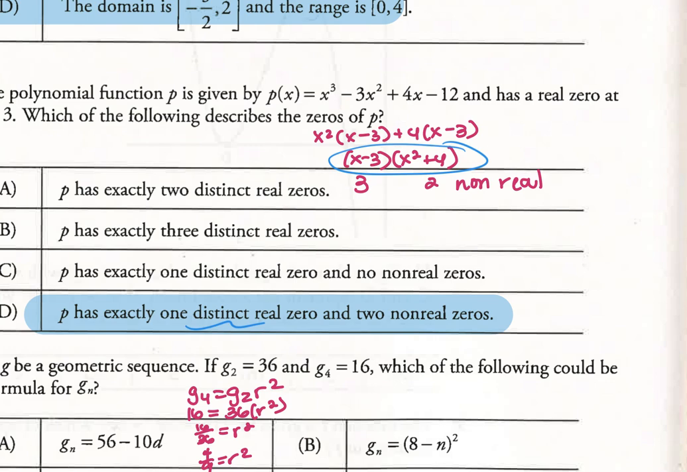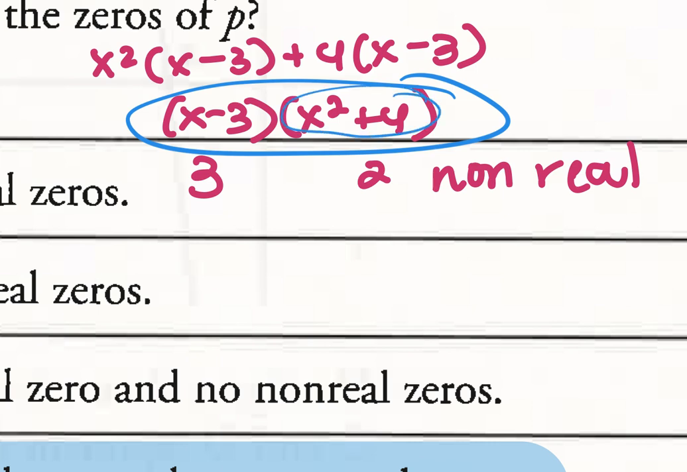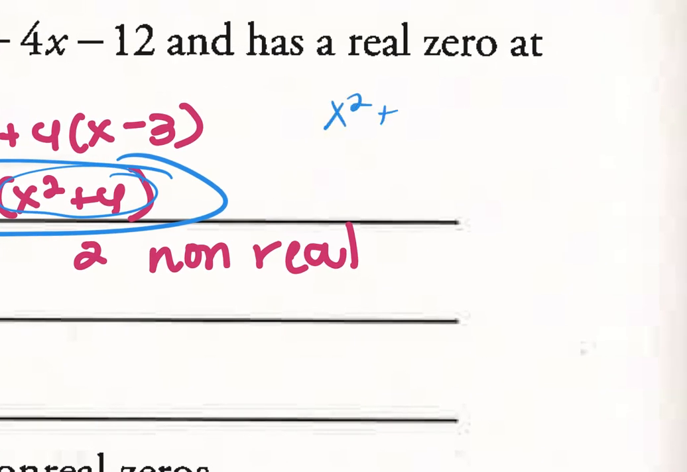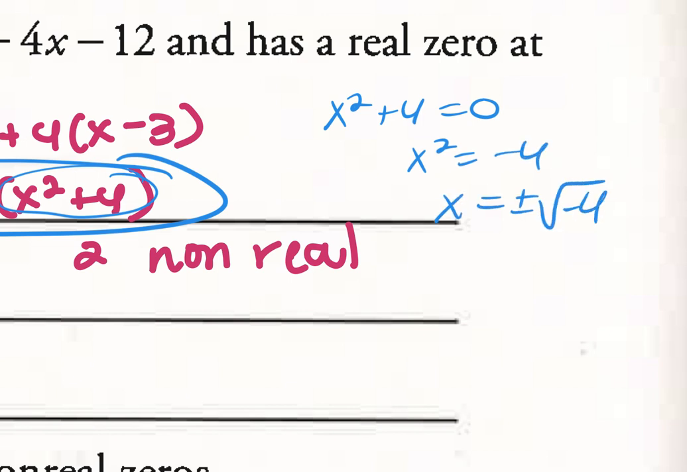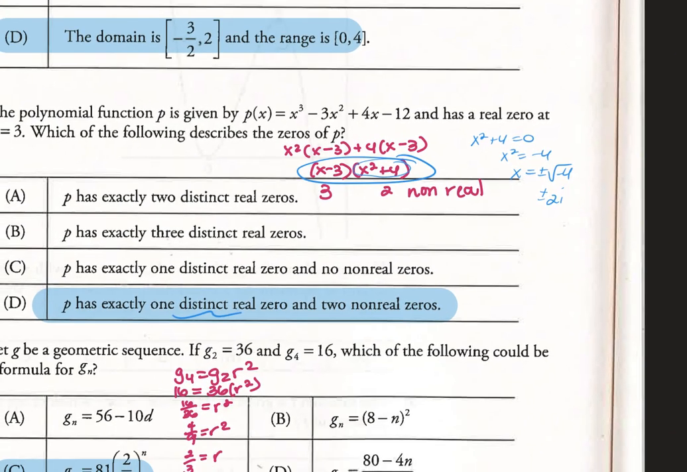How do you know that it's a non-real zero? Because you can't factor this, and if I solve that, x squared plus 4 would equal 0, x squared would equal negative 4, and I'd get plus and minus the square root of negative 4, which would be 2i. So as soon as it's imaginary, that's non-real.